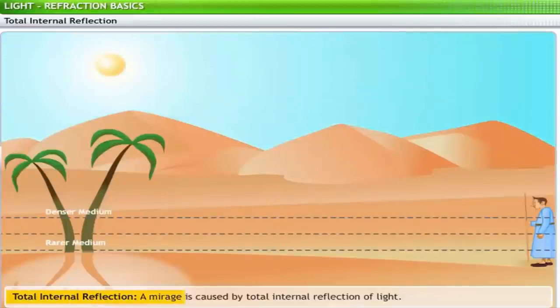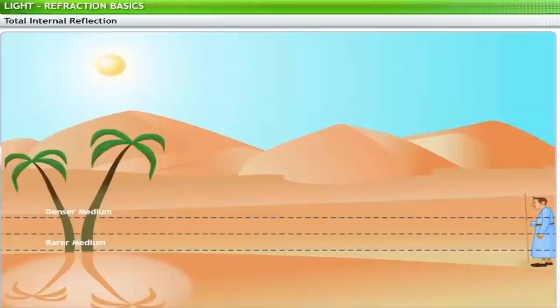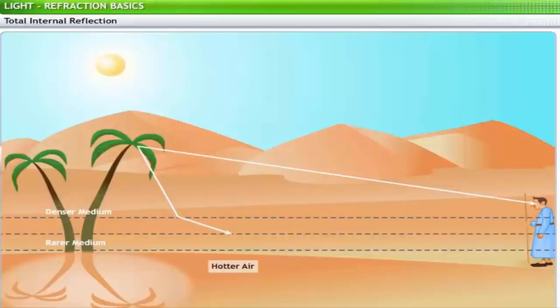A mirage is caused by the total internal reflection of light. When the sun is high in the sky, the sand gets hot before the layers of air above it. Light rays from trees travel from an optically denser air layer to a rarer layer, and hence bend away from the normal. This bending continues till a stage is reached where the angle of incidence becomes greater than the critical angle, and total internal reflection takes place.